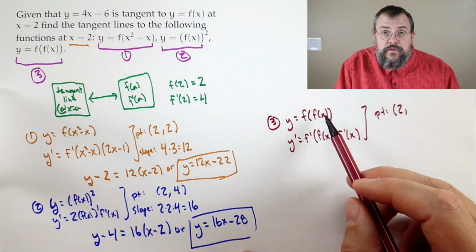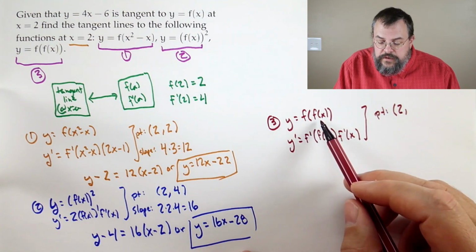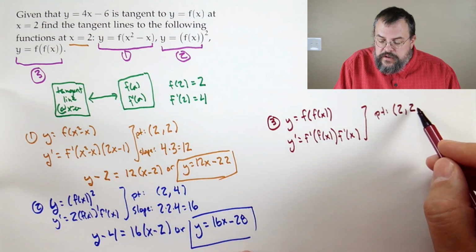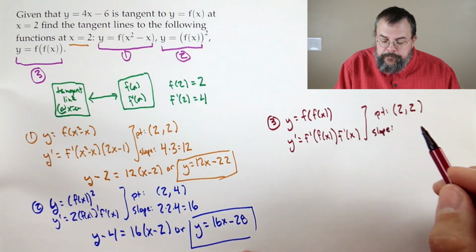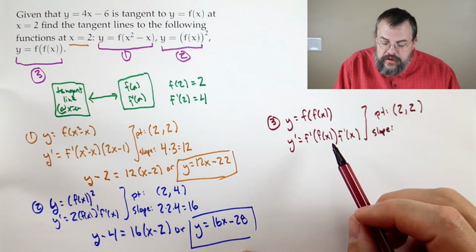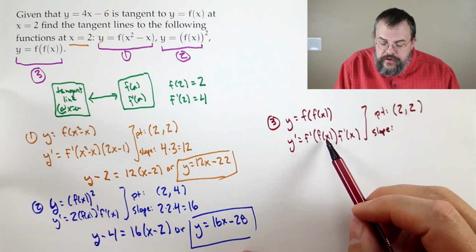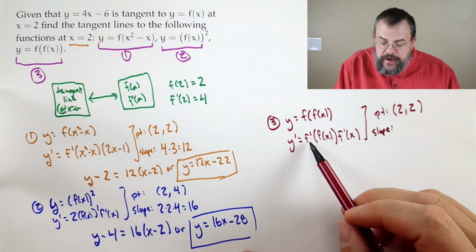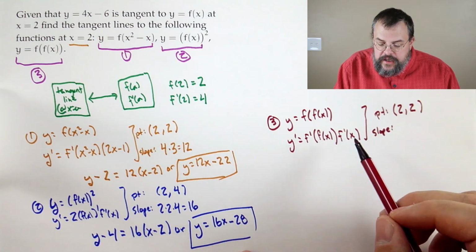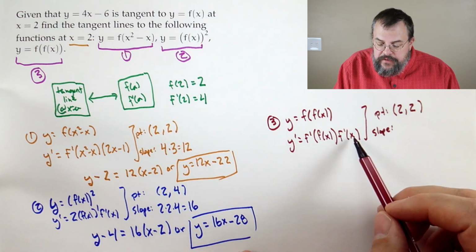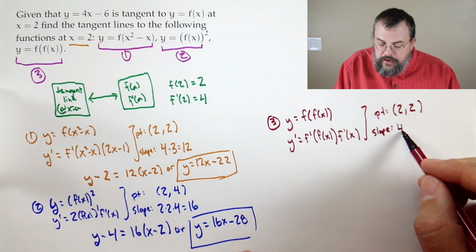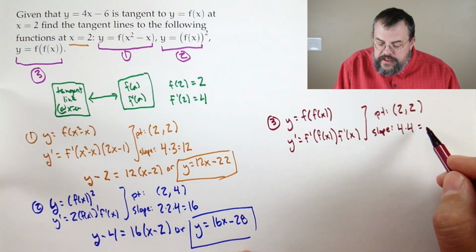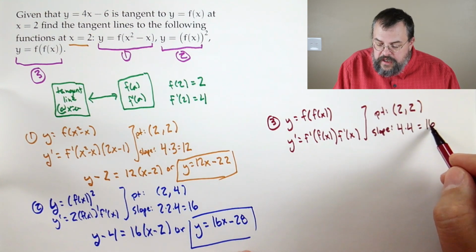So f of 2 is 2. f of 2 is 2. So it's still (2, 2). What's our slope? Well, let's see here. f of 2 is 2. And then it's f prime of 2. And then here we have f prime of 2. So it's f prime of 2 times f prime of 2. So that's really 4 times 4, which gets us to 16.